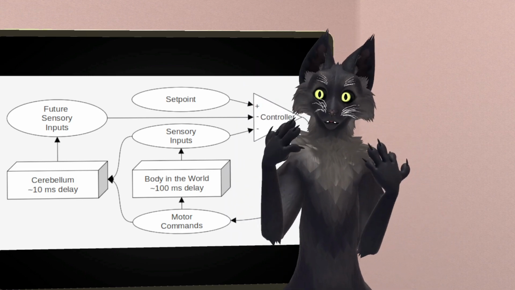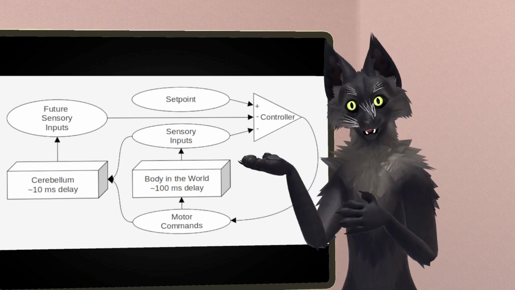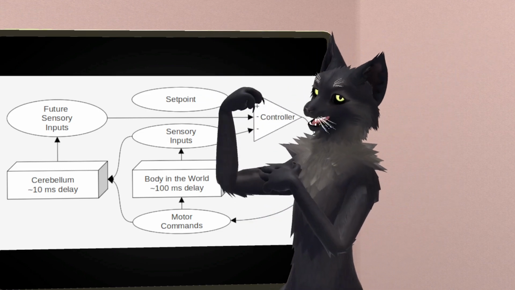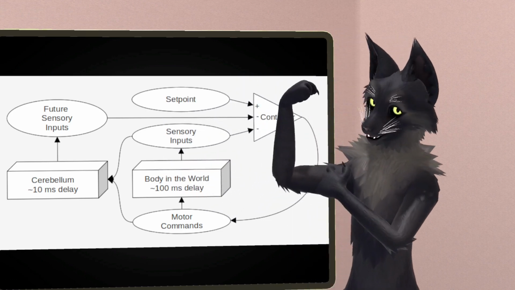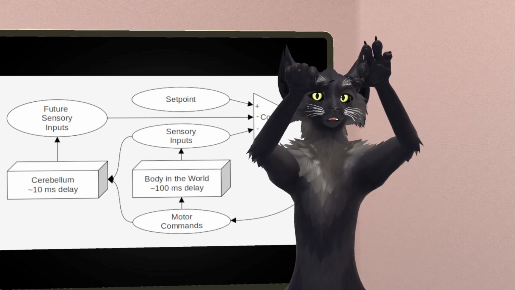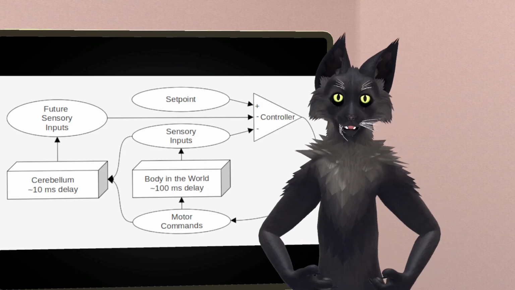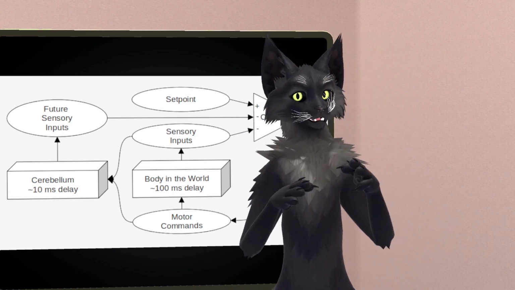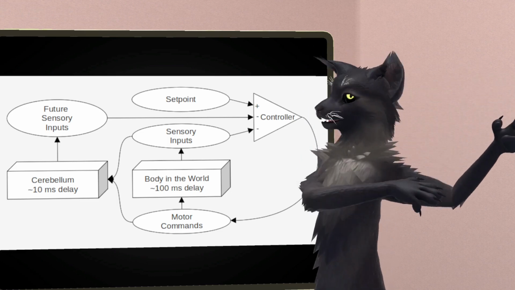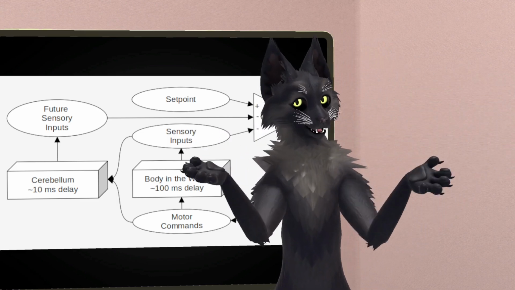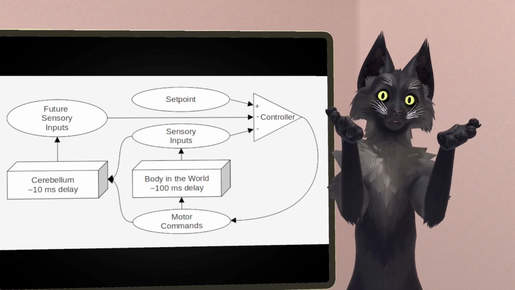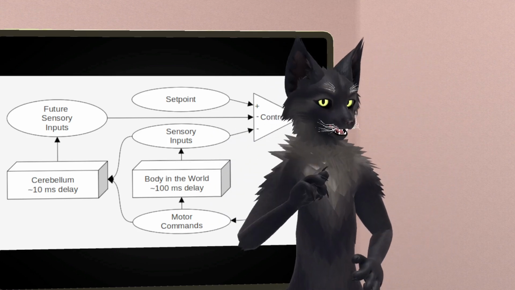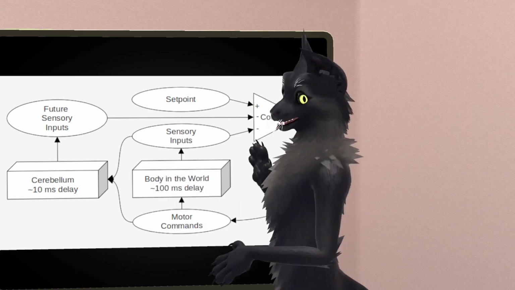The cerebellum predicts your future sensory inputs from all of your sensory modalities, not just the proprioception measurements from the sensors embedded in your muscles, but also the tactile sensations that you feel are predicted by the cerebellum, and all of the things that you hear with your ears are predicted by the cerebellum, and all of the things that you see with your eyes are also predicted by the cerebellum.